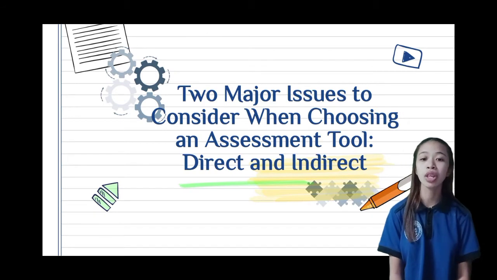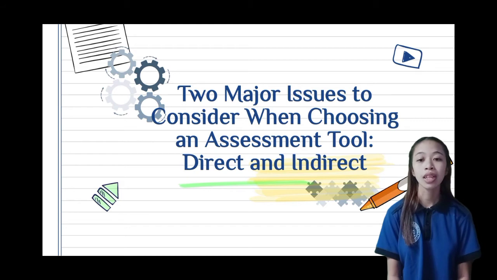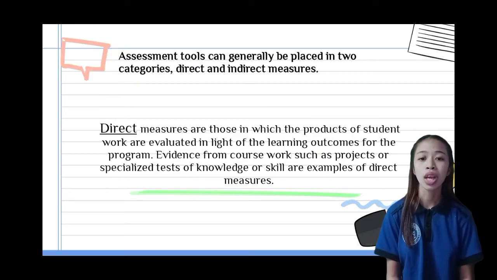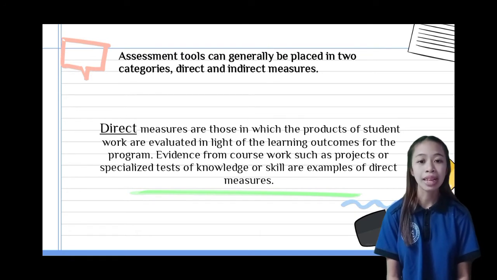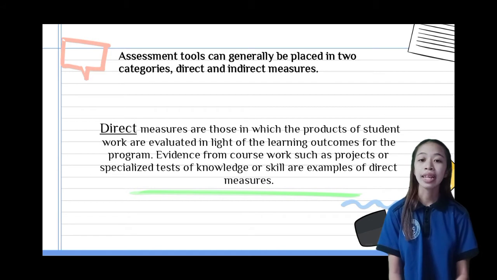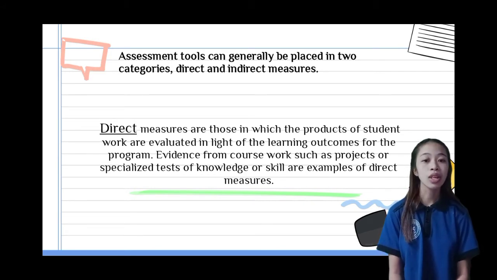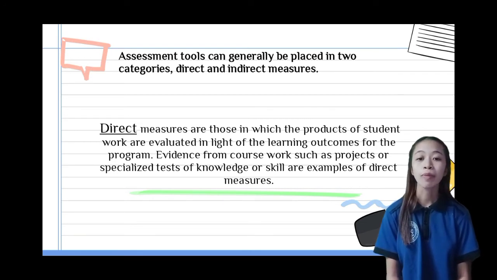There are two major issues to consider when choosing an assessment tool. This is direct and indirect. Assessment tools can generally be placed in two categories, the direct and indirect measures. When we say direct, these measures are those in which the products or students' work are evaluated in the light of the learning outcomes for the program.